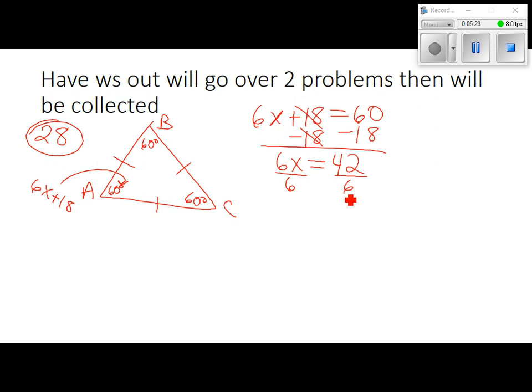What's that give us? 7. Is that our answer? No, we gotta put that. What'd they ask us to find? Oh, so that's part of our answer, right? Let's go back and let's read some more.